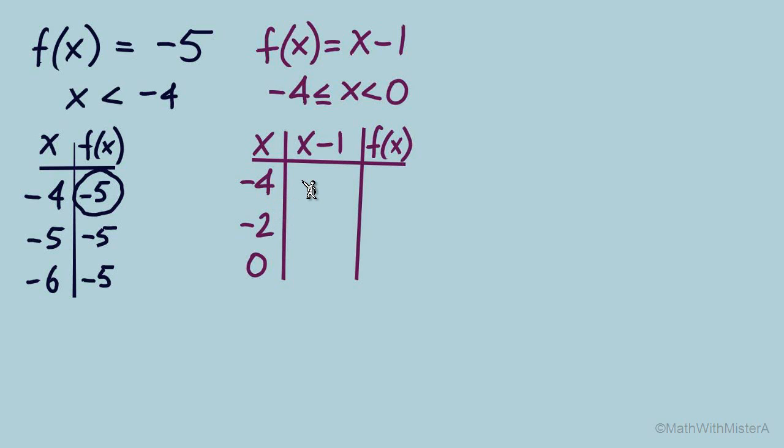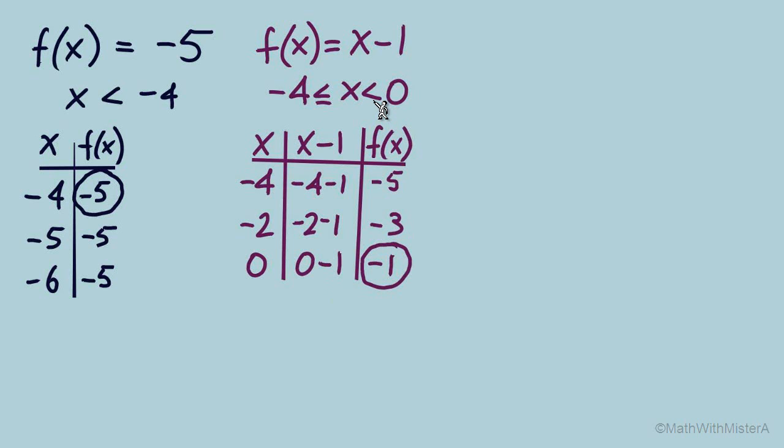Now, one at a time, we're plugging these x values into this expression x minus 1. So negative 4 minus 1, negative 5. Negative 2 minus 1, negative 3. And if x equals 0, this is 0 minus 1 equals negative 1. And a quick little reminder that when I go to plot this last point, when x equals 0, that's an open circle.